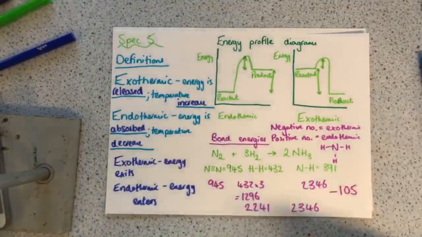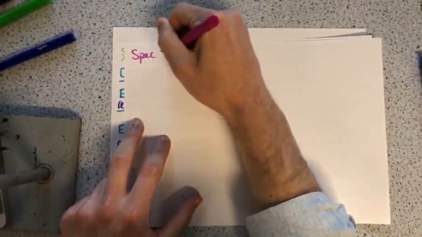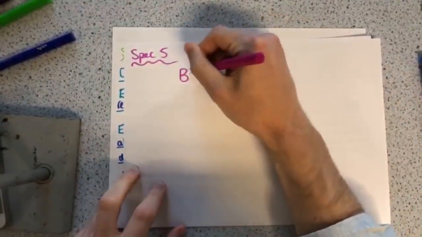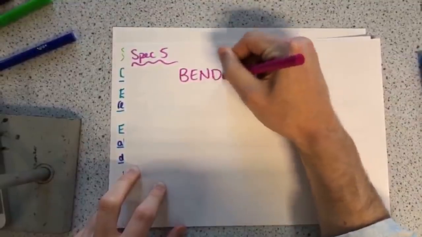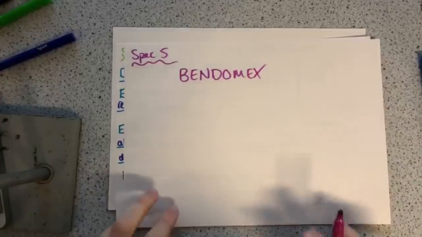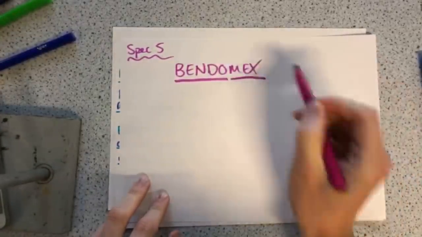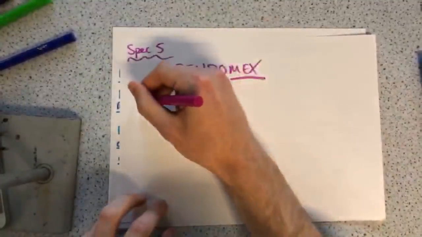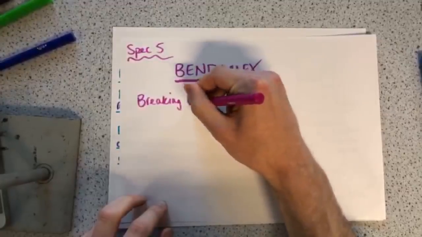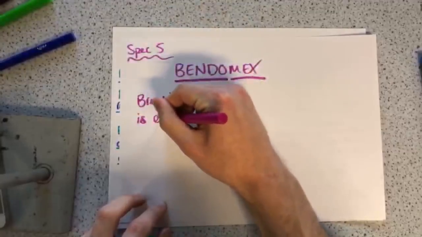Final thing I'm going to do for spec 5, I'll do it in pink because it's in my hand. Spec 5 is, if you remember this word, it's not a word, bendomex. That tells you what's happening with the bonds. You've got the first part of that word, bendo, and then mex. Bendo stands for breaking bonds is endothermic.